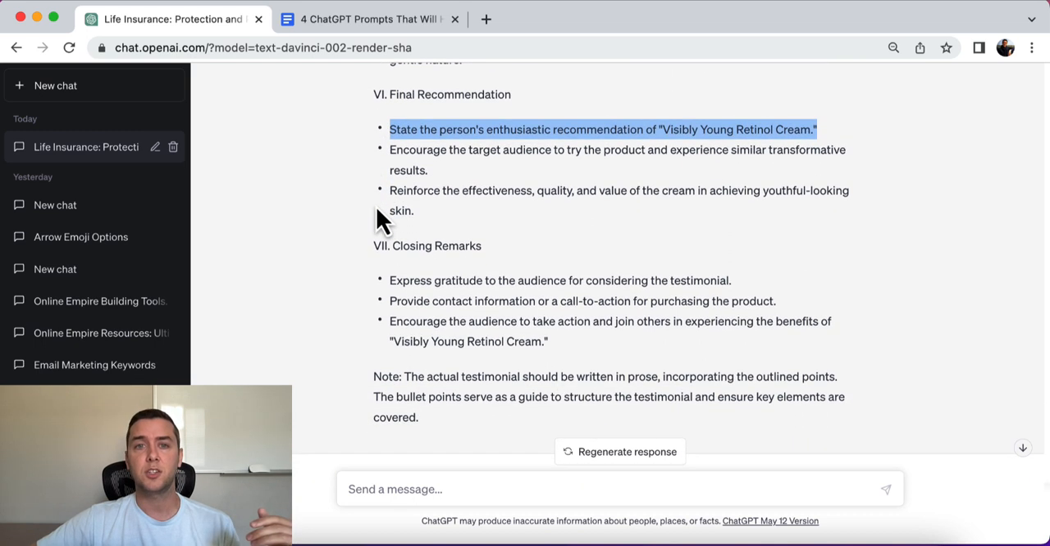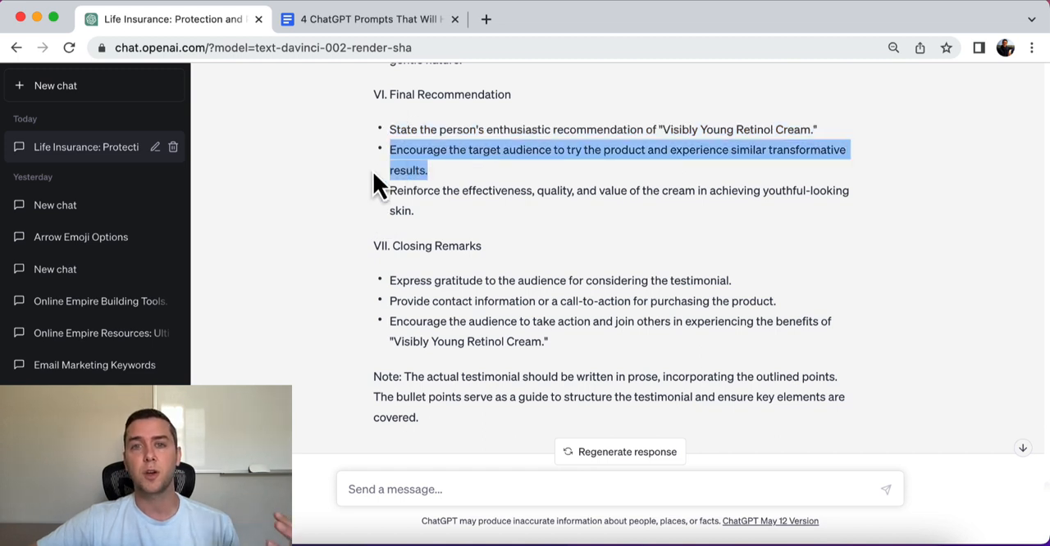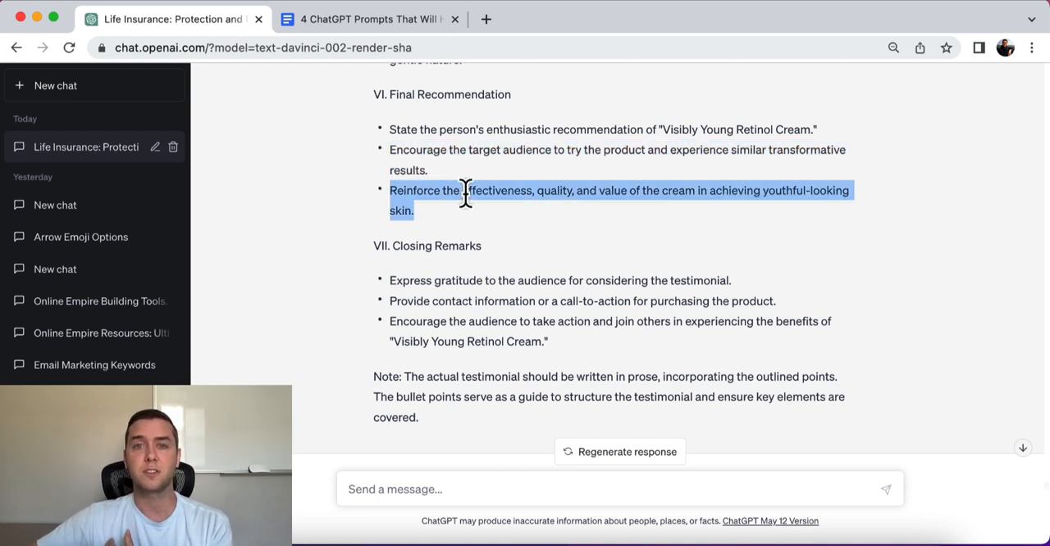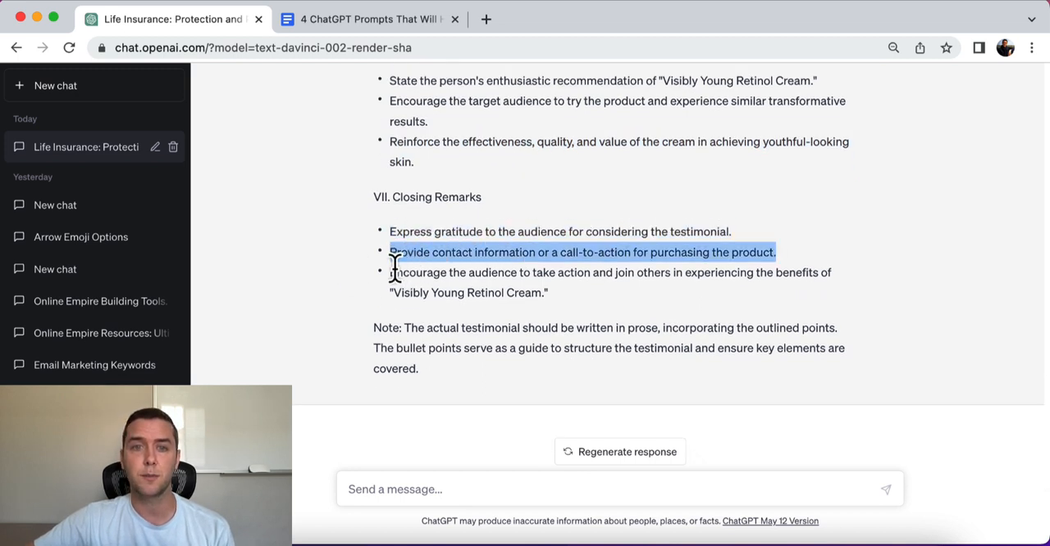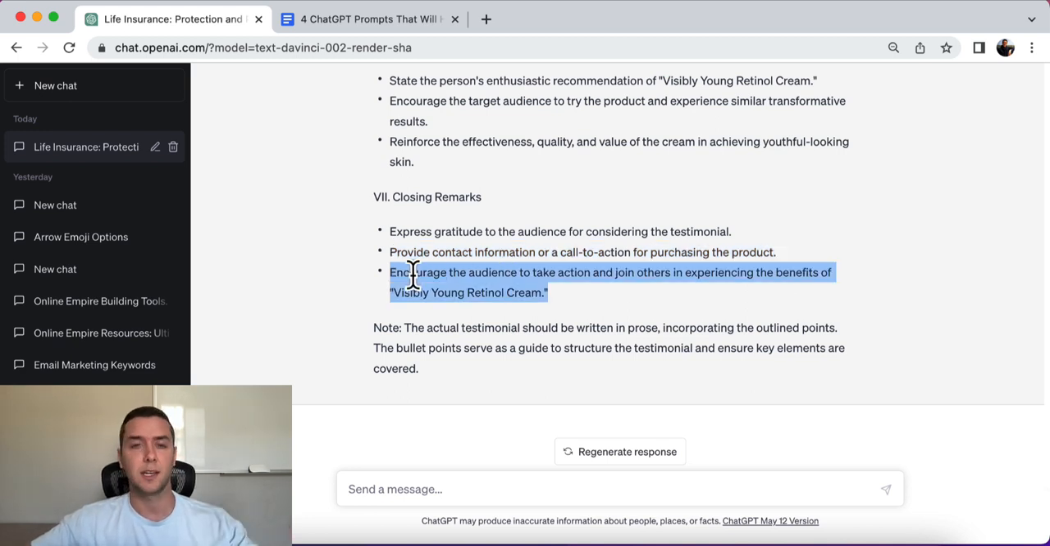Then the final recommendation. State the person's enthusiastic recommendation for the product. Encourage the target audience to try the product and experience similar transformative results themselves. Reinforce the effectiveness, quality, and value of the cream. And then closing remarks: express gratitude to the audience, provide contact information. And this is something that you should also be doing after you take a video of the person giving the testimonial, where you say, hey, you can buy the product right now, click the link below. Then encourage the target audience to take action. Yeah, like I just said.